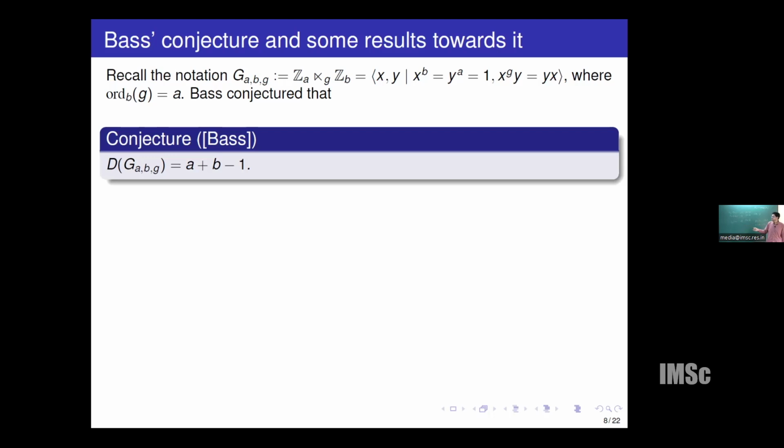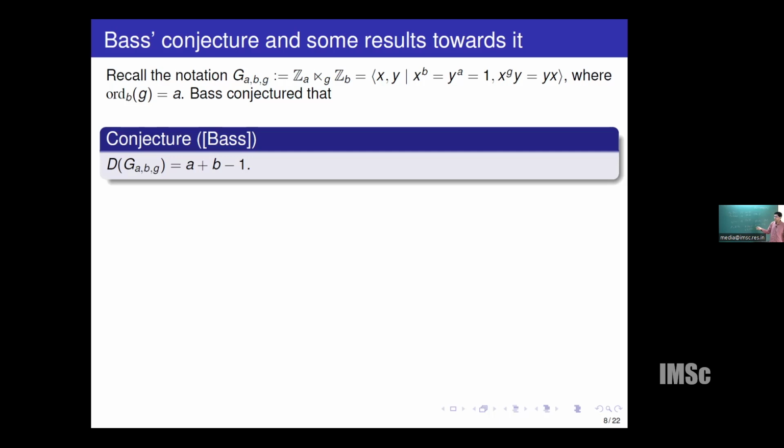And so notice one thing: if we take this Z_a semi-direct Z_b, and take a minus 1 copies of x and b minus 1 copies of y, then there is no way to get a zero-sum subsequence out of it. So therefore, I already get that D of Z_a semi-direct Z_b is greater than or equal to a plus b minus 1. So the real challenge is proving the other side, that if you have a sequence of this length, you will always be able to find a zero-sum subsequence.